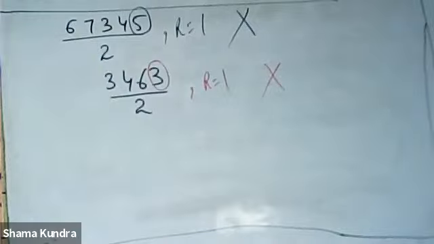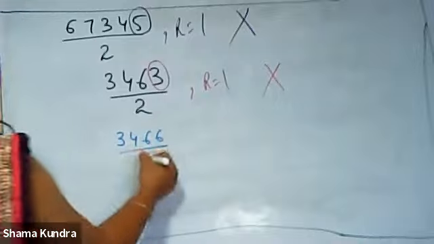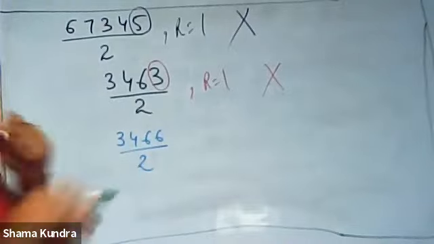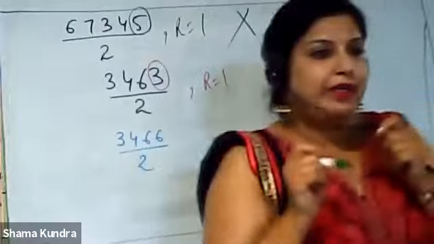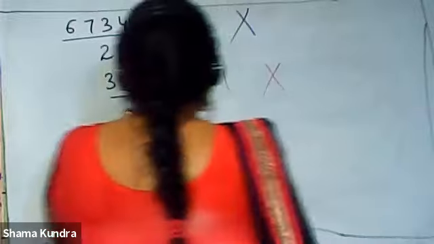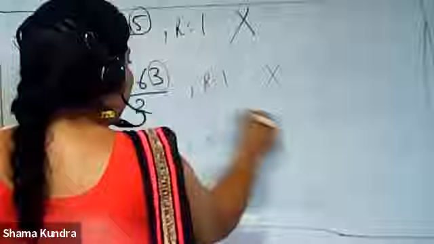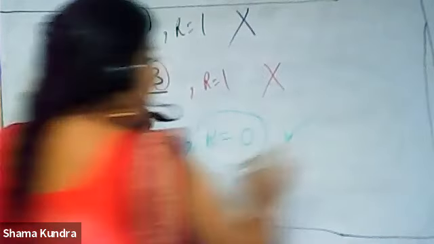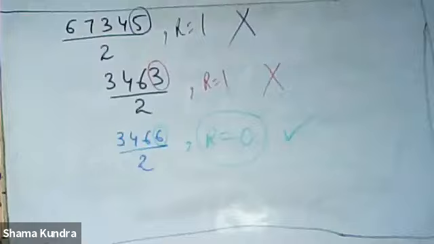I will take one more example. Suppose I have the number 3466 and I divide it by 2. You have to take the unit digit. Here the unit digit, the last digit, is 6. When you divide 6 by 2, I get remainder 0. In this case the remainder is 0, so the complete number is divisible by 2.